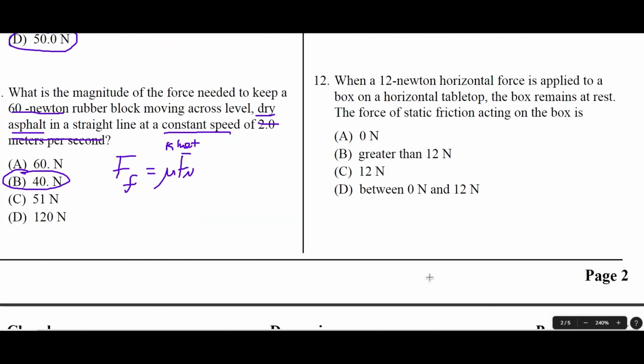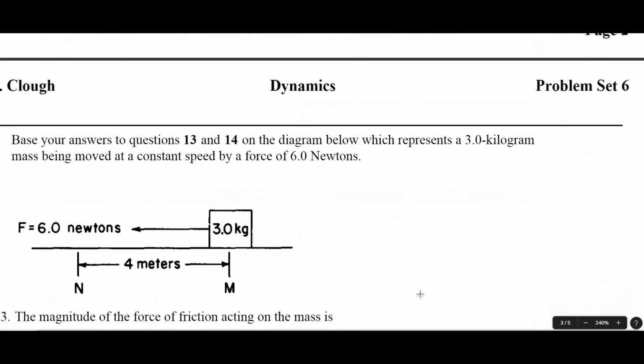All right. Question 12. Pause the video, work it yourself, and we'll go over it in a second. All right. Here, they want us to figure out the force of static friction acting on the box. The fact that it remains at rest means that the forces have to be balanced. Always remember that Newton's first law must hold true. If an object's at rest or in equilibrium, the forces must be balanced. I don't care what the equation says, the forces must be balanced. That is a key component to forces.